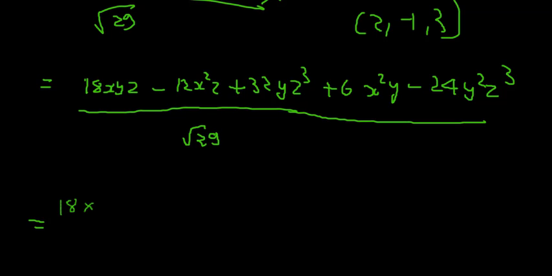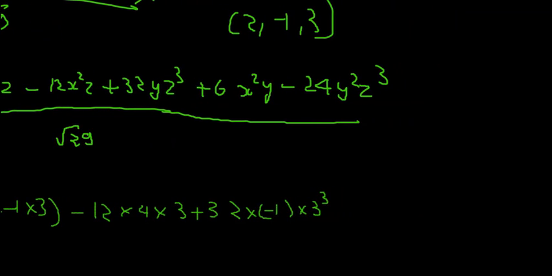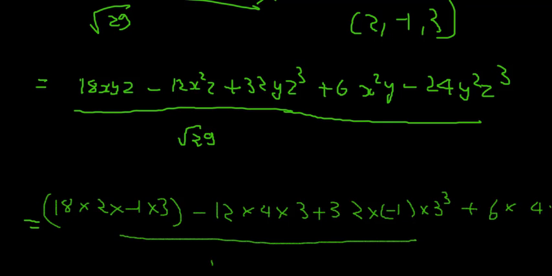18 into x, which is 2, into minus 1 into 3, minus 12 into x squared, which is 4, into z, which is 3, and 32 into value of y, which is minus 1, and value of z is 3, and it is 3 cube, plus 6 into 2 into 4 into minus 1, minus 24 into 1 into 3 cube, and don't forget the whole to the power is root 29.